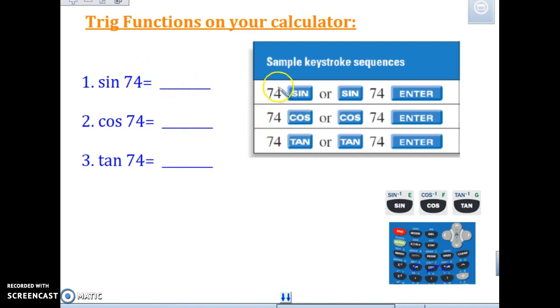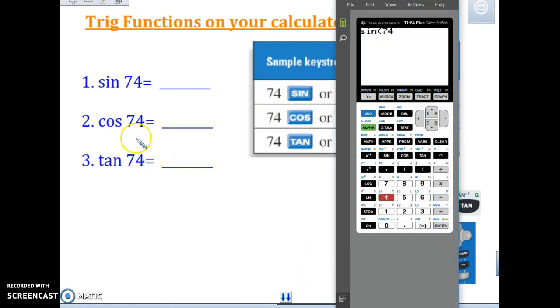If you don't have a graphing calculator, some of you might have to change the order in which you push these. For the graphing calculator, you hit the button sine, you hit the angle measure, and then you hit enter. The other thing you want to check is that your calculator mode is in degrees.